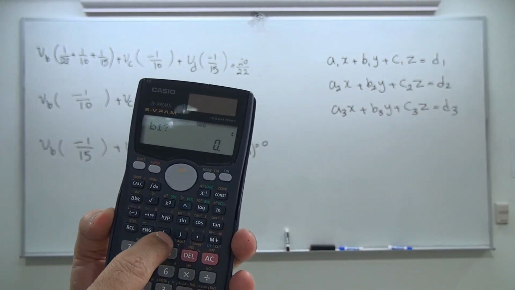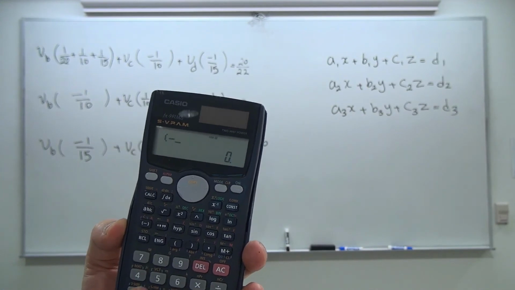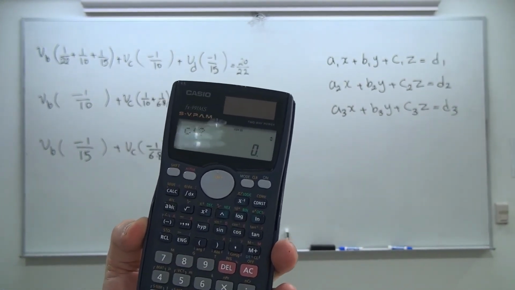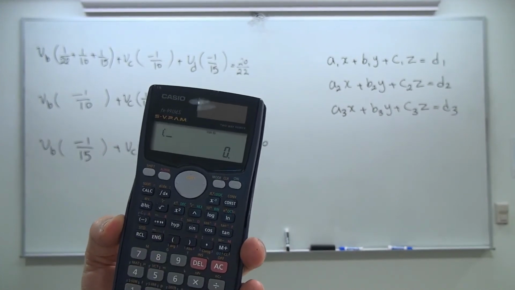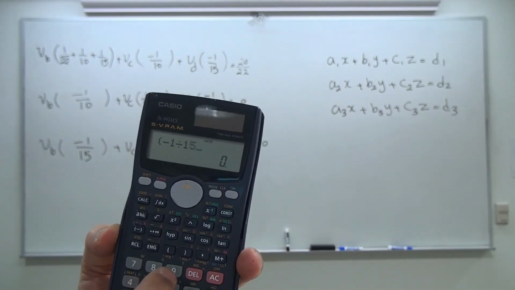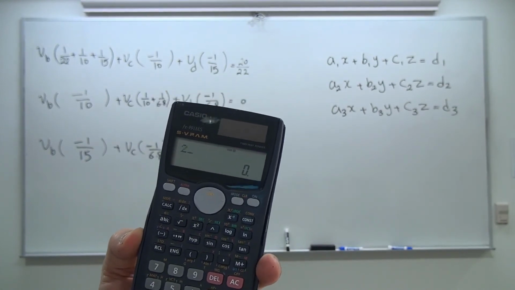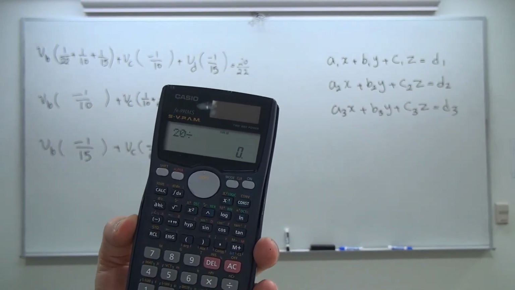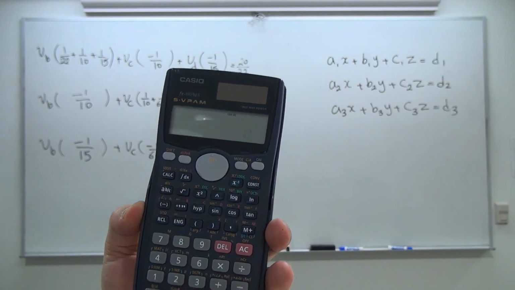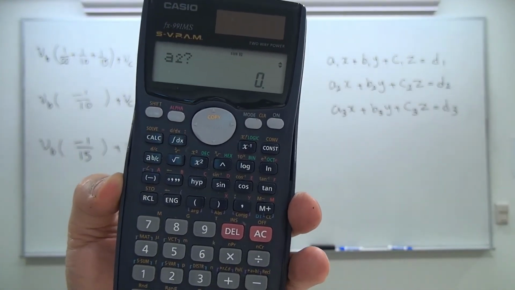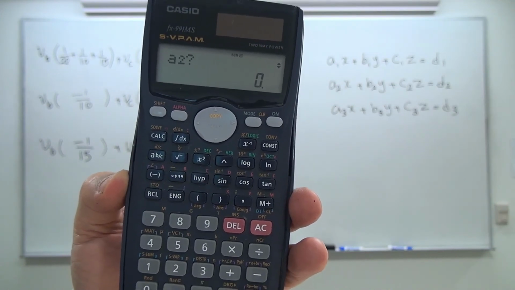Take a look at the second one. Open bracket, minus 1 divided by 10. Close bracket, enter. C1 is minus 1 divided by 15. Enter. D1 is 20 divided by 22. Enter. The first row is done. We need to go and basically continue with the second row and the third row.